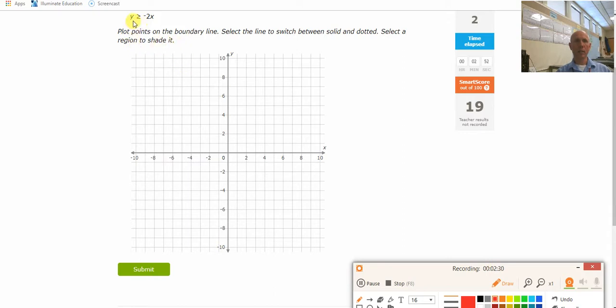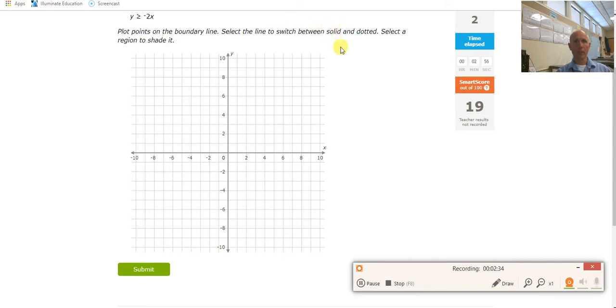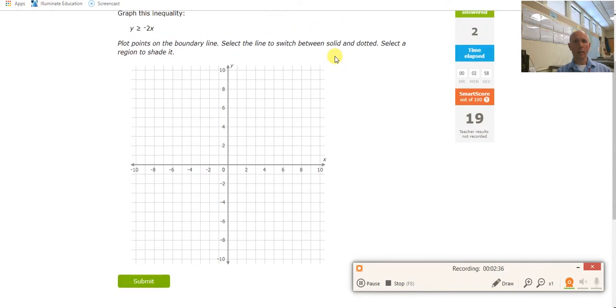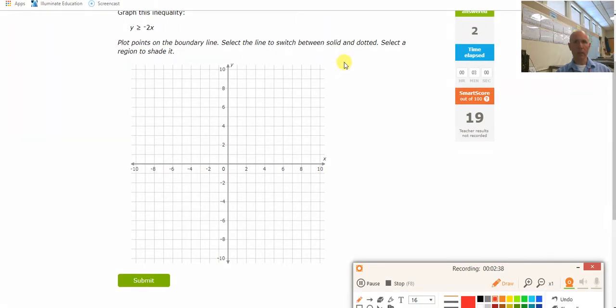Okay, now I'm doing a slope-intercept equation. So this is y equals mx plus b. My b is 0, so I'm starting at 0, and I'm going down 2 over 1, down 2 over 1, down 2 over 1. There's my line. It's solid.